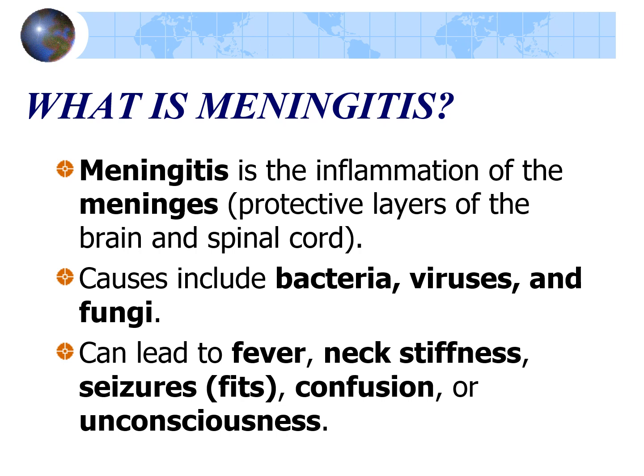So, what exactly is meningitis? Meningitis is simply the inflammation of the meninges. These are the protective layers that cover your brain and spinal cord. Imagine them like a cushion or a shield for your brain. Now, when these meninges get inflamed, whether due to bacteria, viruses, or fungi, we call it meningitis. And it's no joke. Depending on the type, it can lead to fever, neck stiffness, seizures or fits, and even confusion or unconsciousness.